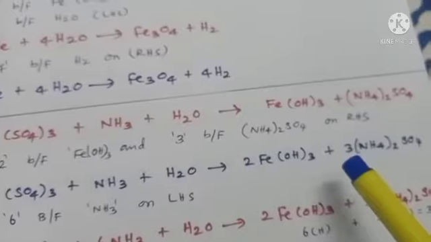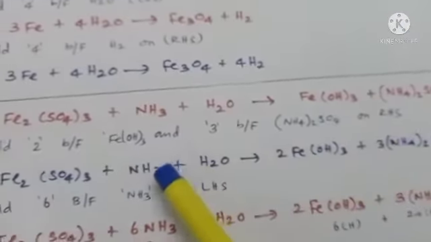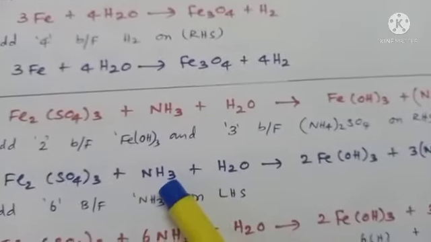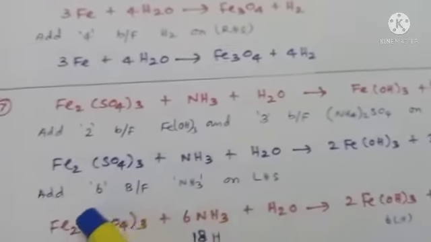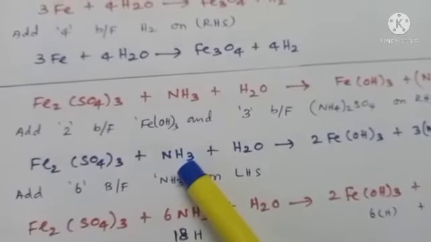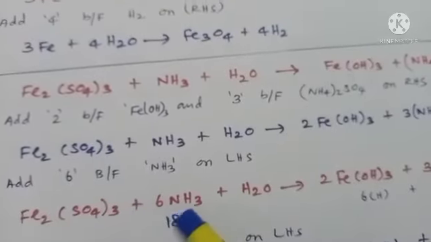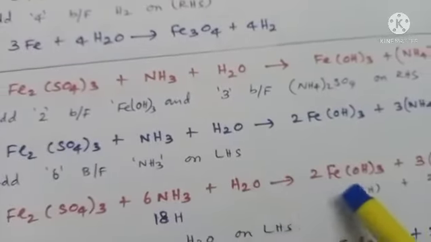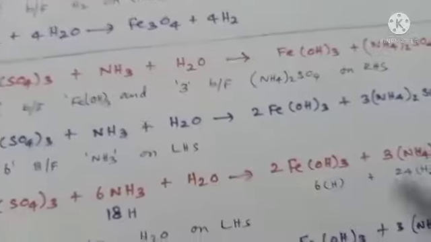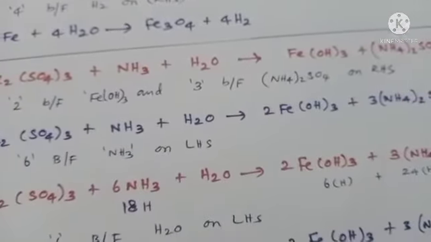Now, when I introduce 3 here, the number of nitrogen becomes 2 into 3, 6. But on the left side you have only 1 nitrogen, isn't it? You have to make this 6. So I add 6 before NH3 on the left hand side to balance nitrogen atoms. So now it becomes Fe2(SO4)3 plus 6 NH3 plus H2O gives 2 moles of ferric hydroxide and 3 moles of ammonium sulfate. Now I count the hydrogen on either side.